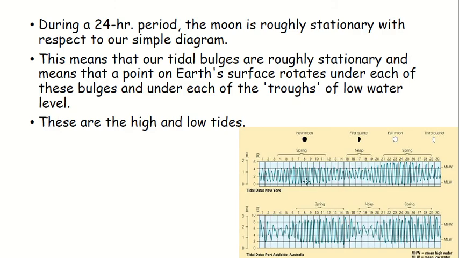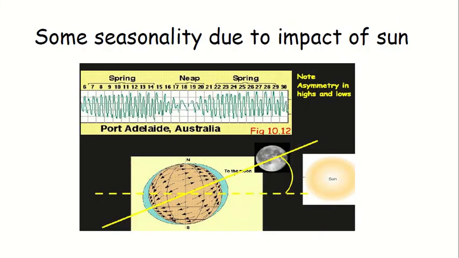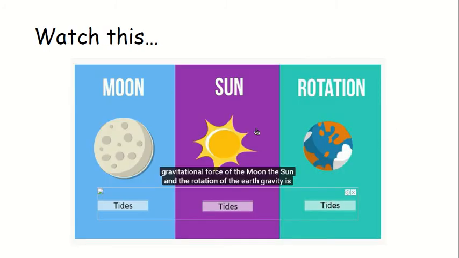So, in a 24-hour period, we basically get 2 highs and 2 lows as we turn in and out of those bulges. But there is some seasonality as well. We get something called spring tides and neap tides. Now, there is absolutely nothing to do with spring tides. They don't happen in the spring. It's random why they're called that. No idea. But watch this video. I'm going to explain it a little bit more.